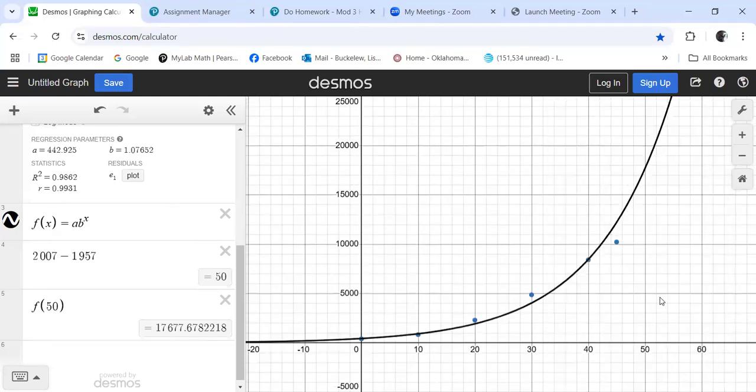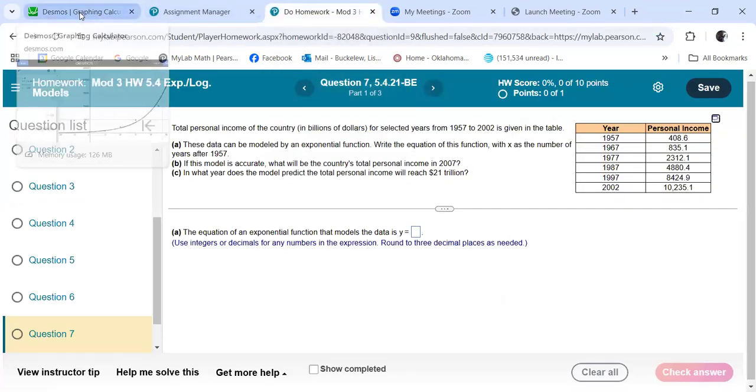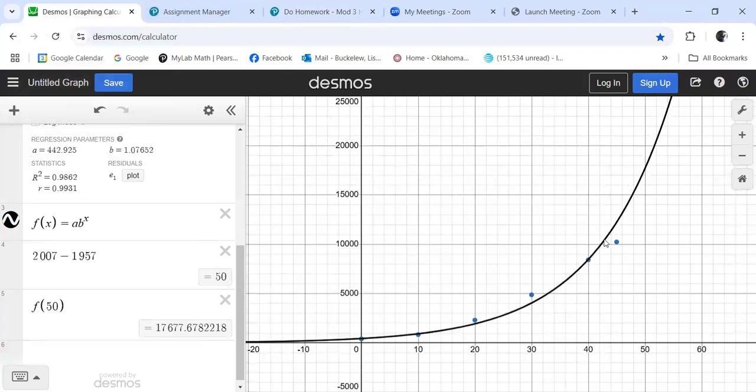Okay, so let's look. It looks like I may need to... 21, that's going to be good enough, because let me make sure it was the right one. I've forgotten already. 21 trillion. But 21 trillion is 21,000 in billions. So I would like to take this graph and drop a horizontal line at a height of 21,000 all the way across the graph.